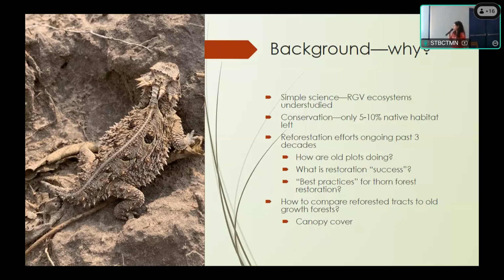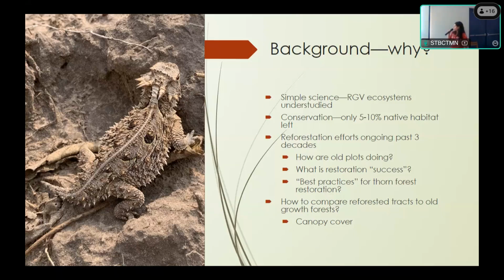How are old plots doing? What does restoration success look like? We know that probably reforested plots are not going to look like primary forest, like old growth thorn scrub, at least not for at least 100 or 200 years. But what does success look like in these areas?